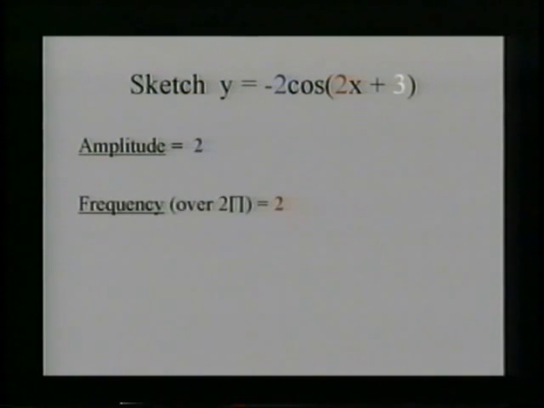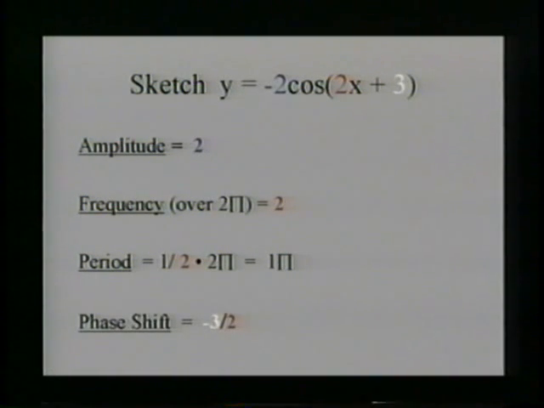This will be pretty high. The frequency over 2 pi will be 2. That's the number in front of x, which means the period is 1 over that times 2 pi. Well, at least it's easy in this case. It's the period, every 1 pi, I've got to do a cosine, a cuckoo. And then the phase shift is minus c over b, or minus 3 over 2. So we're going to move to the left, minus 3/2.